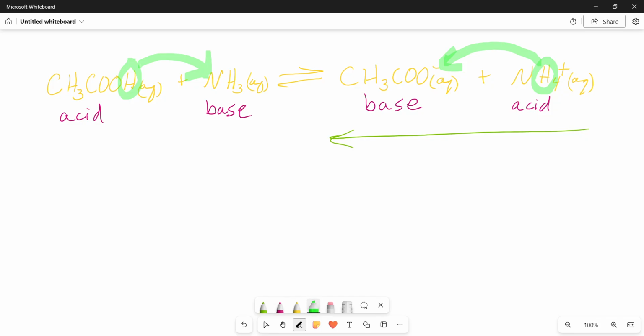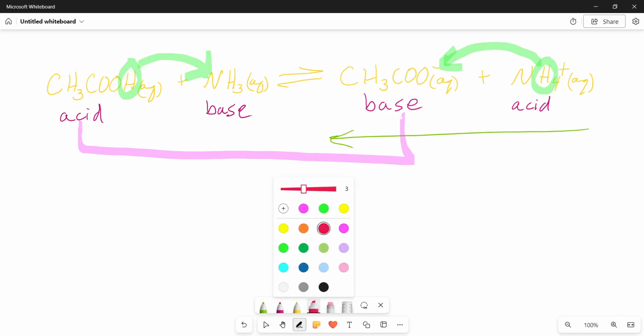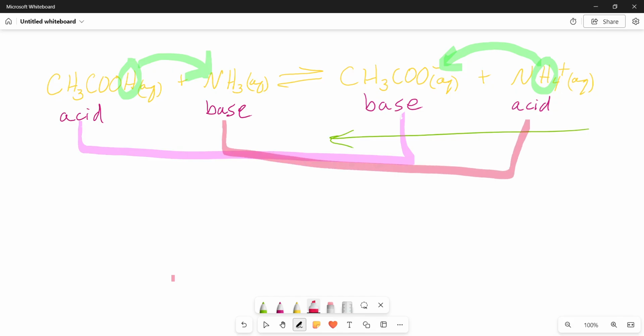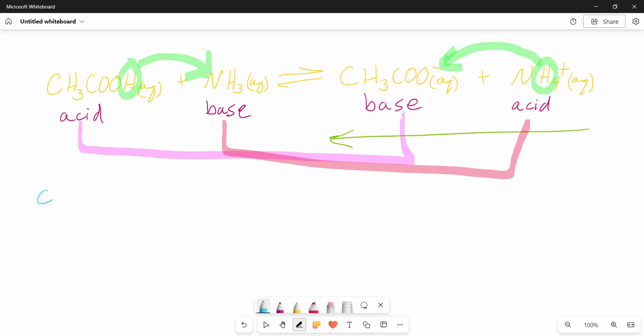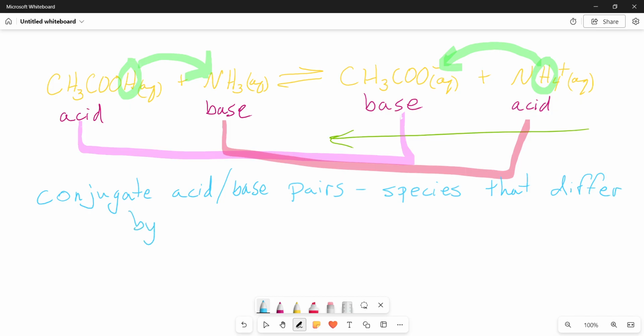And you all see how these are related to each other, the acid and the base? The acetic acid is related to the acetate, and the NH3 is related to the ammonium, and they are related by a single proton, and they are what we call conjugate acid-base pairs. The conjugate acid-base pairs are chemical species that differ by only a single proton.